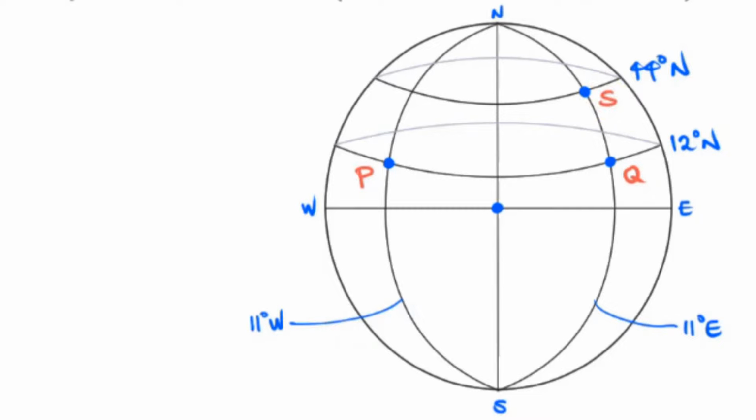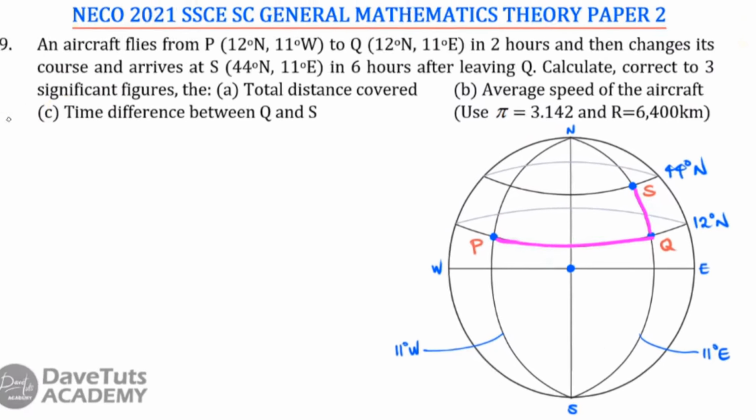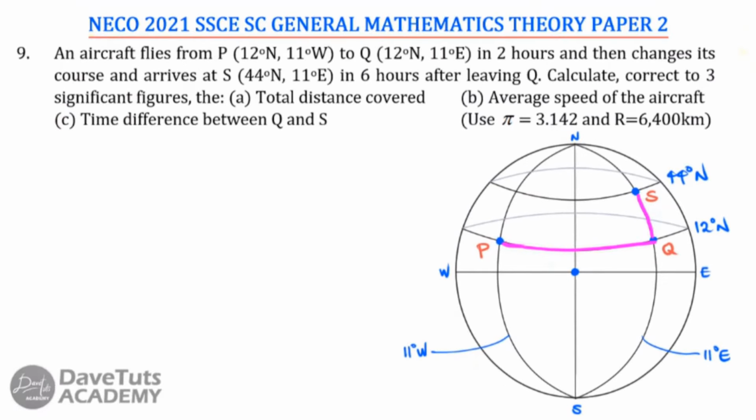So we have our diagram as shown here, and if you look at what we are being asked, first we are being asked the total distance covered. That will be first the distance from P to Q as shown here, and then from Q to S as shown here. So the distance covered by the plane is first the distance from P to Q and then Q to S.